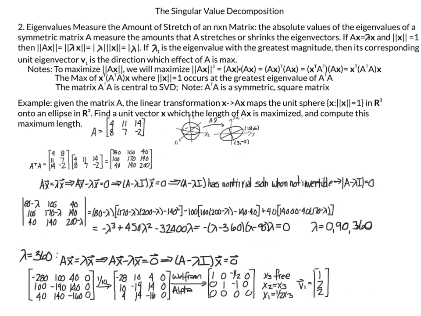Because I am trying to maximize Ax, I have this note here that the length of Ax is maximized when x transpose A transpose A x is maximized, and that is maximized at the greatest eigenvalue of A transpose A, so I only need to look at the eigenvalue of 360. So I plugged in 360 into my A minus lambda I matrix. I still have the matrix, but along the diagonal, I subtract 360. So 80 minus 360 gives me minus 280. My 170 minus 360 gives me minus 190, and my 200 minus 360 gives me minus 160.